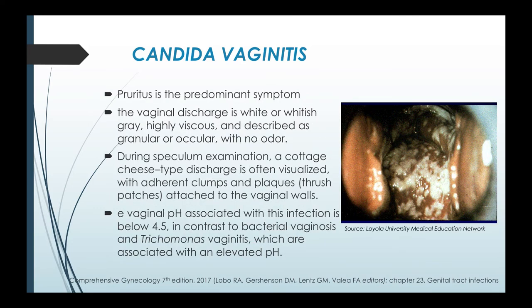Pruritus is the predominant symptom of Candida vaginitis. The vaginal discharge is white or whitish-gray, highly viscous, and described as granular or curdy, with no odor. During speculum exam, a cottage cheese-type discharge is often visualized with adherent clumps and plaques, or what we call the thrush patches, attached to the vaginal walls. The vaginal pH associated with this infection is below 4.5, in contrast to bacterial vaginosis and Trichomonas vaginitis, which are associated with an elevated pH, or a pH that's more than 4.5.